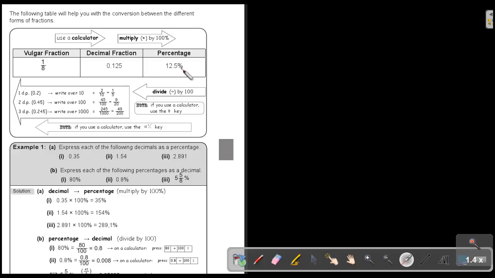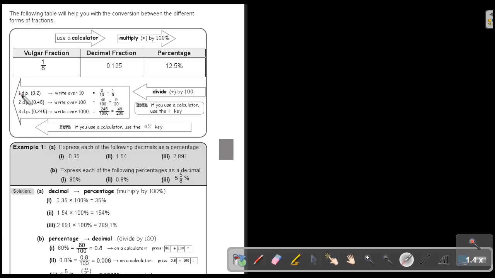Now, the reverse. If I want to make a percentage back to a decimal fraction, I can do the reverse of multiply by 100, and that will be divide by 100. So I just take this 12.5, I divide it by 100, and I will get 0.125.